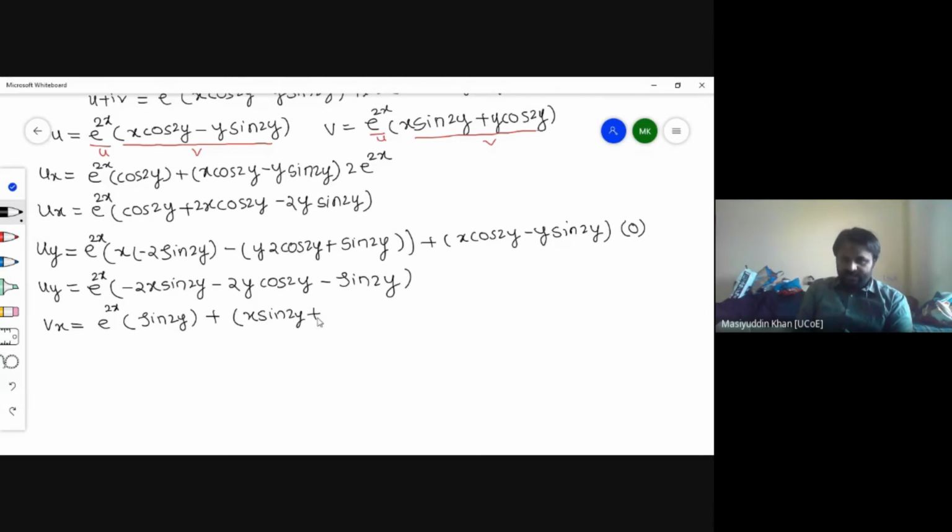plus y into cos of 2y, derivative of this part with respect to x. So 2 into e raised to 2x as it is. Now again we have to simplify this part, v_x is equal to e raised to 2x taken as a common factor. So the remaining is sine of 2y plus 2x into sine of 2y plus 2y into cos of 2y.